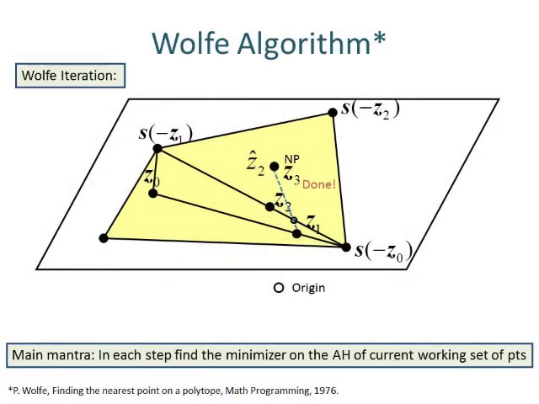Now you see that Z2 doesn't require Z0 for its representation, and therefore you throw it out. And then you compute the contact point S of minus Z2, and then you form the minimizer on the convex hull of those 3 points. That turns out to be the nearest point itself, and you're done. So it has finite convergence. It keeps building the size of the working set.